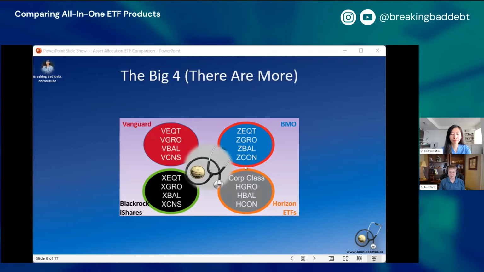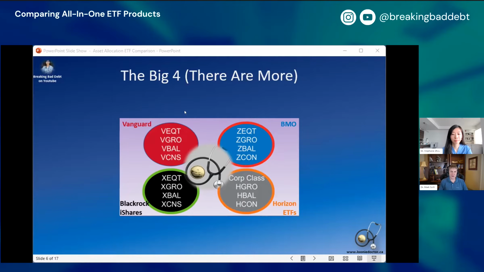Mackenzie Investments has their version. TD now has their one-click ETF portfolio. Fidelity have their versions. But these are really the big name players, so this is what I'm going to stick with for today. And you'll notice they all have these 4-letter symbols, which are called the ticker symbol, which is what you'd enter into your discount brokerage when you're looking to buy them.